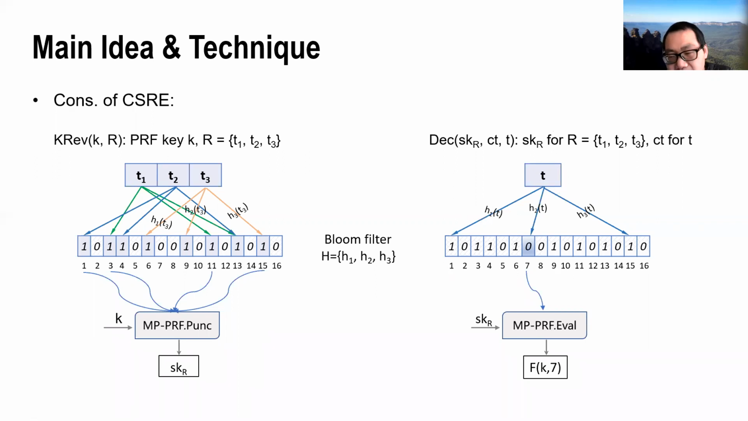If the tag T does not belong to the revocation list R, then there must be at least one entry with value 0. Then we can use the revoked secret key to compute the PRF value at the index of this entry. After that, we can use the PRF value to recover the message.